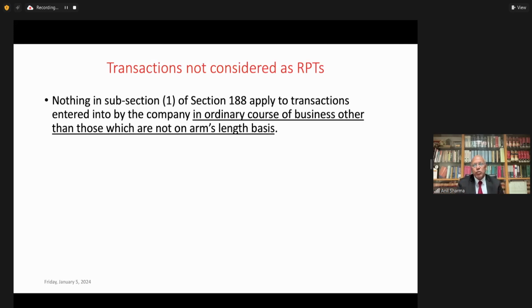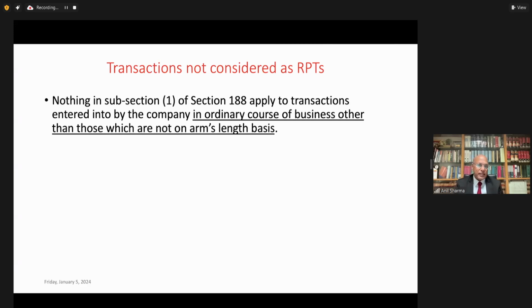Now comes the most controversial or interesting part, and that is transactions not considered as RPTs. As I mentioned to you in the beginning itself, all related party transactions are not illegal, because in business there are sometimes business needs where you have to form your subsidiaries, you have to deal with the other companies which are within the same group. So therefore, Section 188 has very specifically given a carve out of all the transactions which are considered as related party transactions.